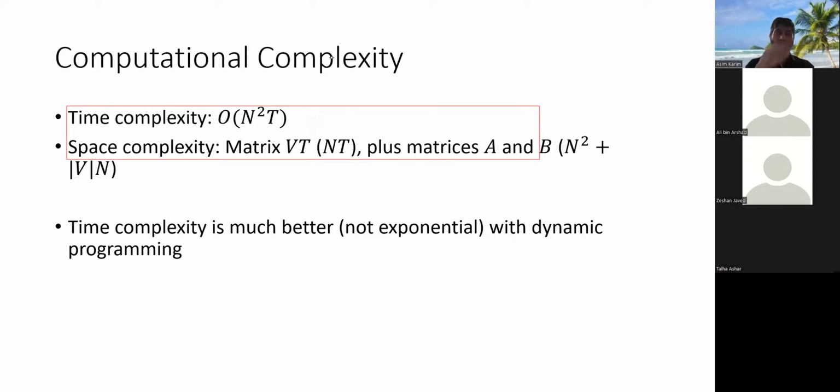And of course for the space complexity, you simply save the Viterbi matrix, which is of size n by T, and then the A and B matrices also need to be saved, which have sizes equal to n and V. So again, computational complexity is much better than if you had solved it using the brute force approach.